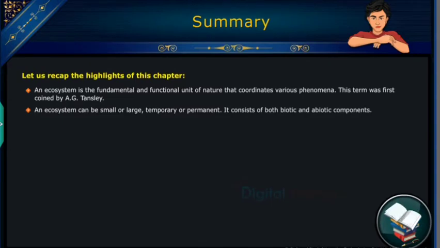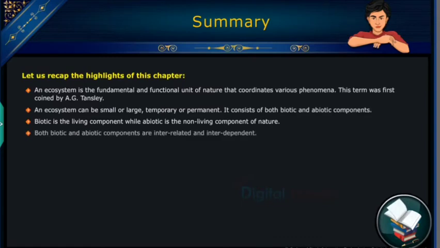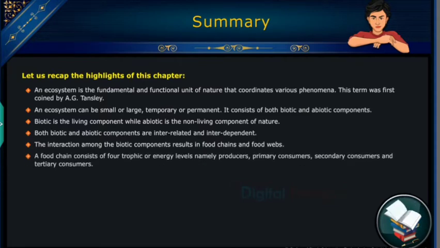It consists of both biotic and abiotic components. Biotic is the living component, while abiotic is the non-living component of nature. Both biotic and abiotic components are interrelated and interdependent. The interaction among the biotic components results in food chains and food webs. A food chain consists of 4 trophic or energy levels, namely producers, primary consumers, secondary consumers, and tertiary consumers.